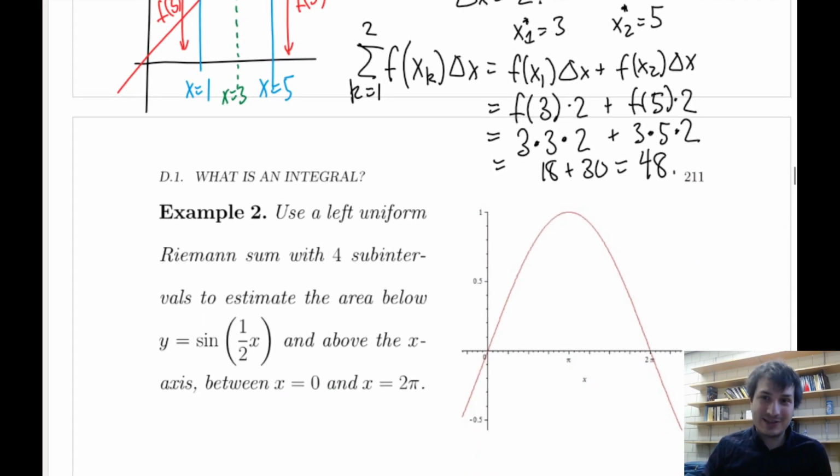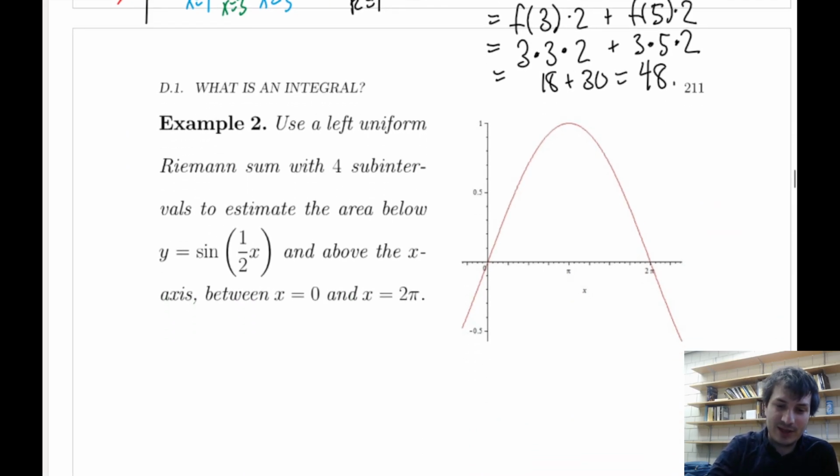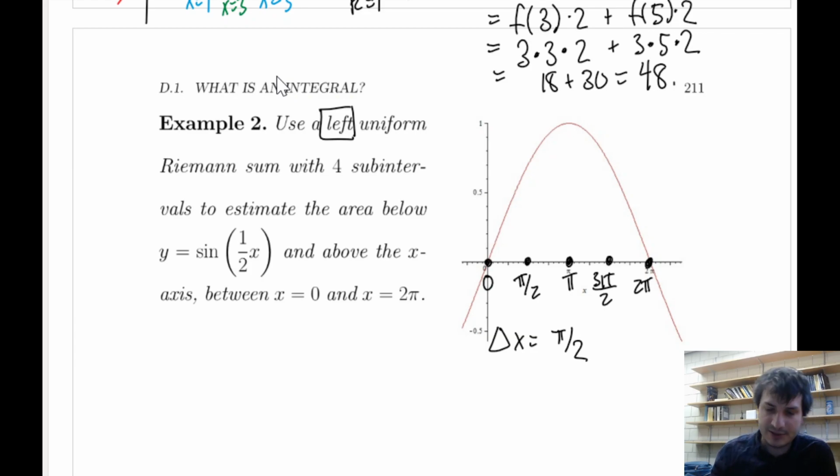Okay, here's another example. This is the example we started above. This time we're doing a left uniform Riemann sum. We have 4 subintervals. So what does it look like? There's 0, there's pi by 2, there's pi, there's 3 pi by 2, and there's 2 pi. And the width here, delta x, is pi by 2. Okay, we're doing a left Riemann sum, so the special points are taken on the left of the intervals. So it looks something like this.